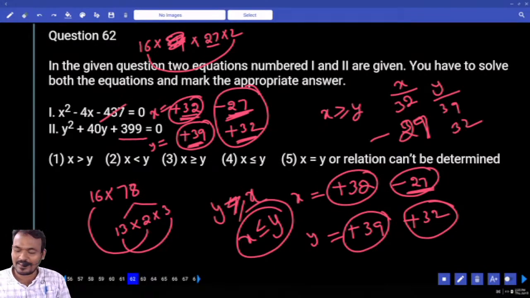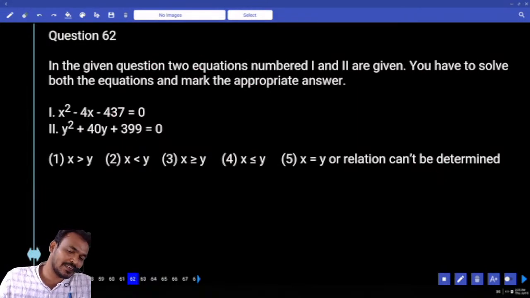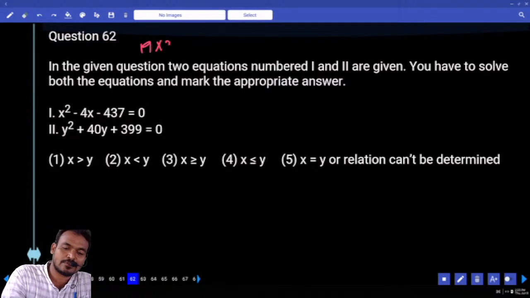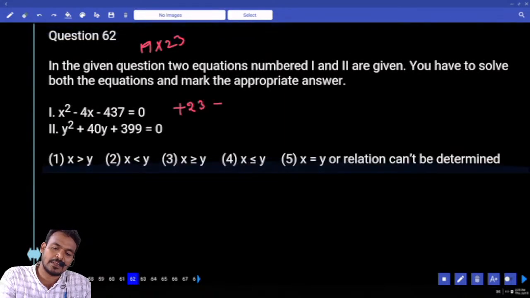Next, question number 62. X square minus 4x minus 437 equal to 0. 437, 19 multiple. 19 how many times? 23 times. What are the remaining? 57, 3 times or not? 19 and 23 difference? 4 or not? One is minus 23, another one plus 19. But finally plus 23, minus 19, or not?